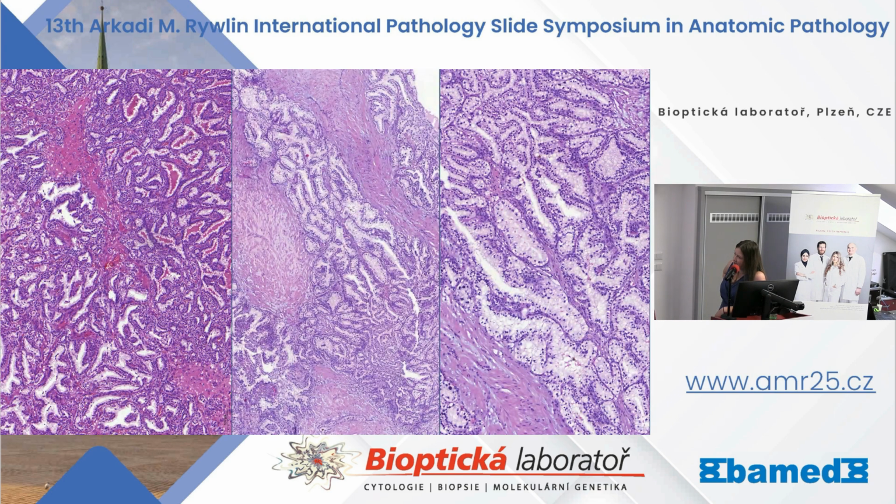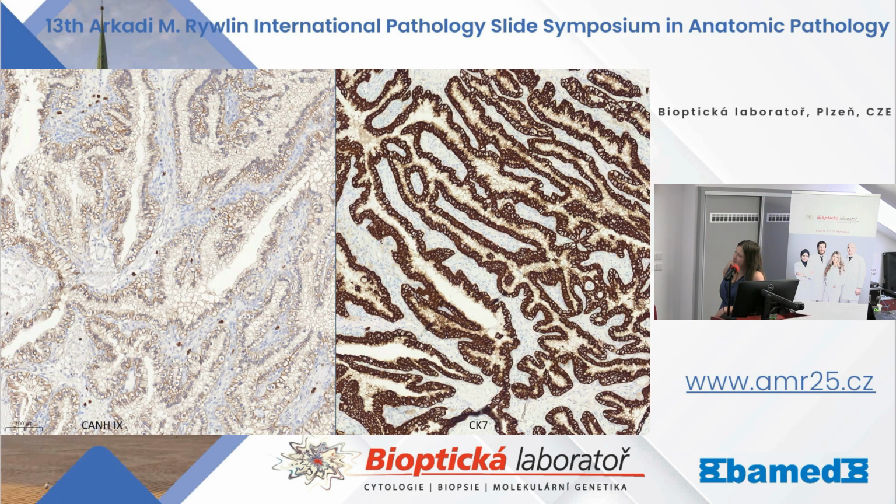Here you can see the picture of the tumor. So this tumor has a relatively prominent fibromuscular stroma. You can appreciate the elevation of the nuclei from the basal membrane. And here you can see the typical immunohistochemical profile. Carbonic anhydrase should be positive in so-called cup-like distribution, and CK7 is diffusely positive.